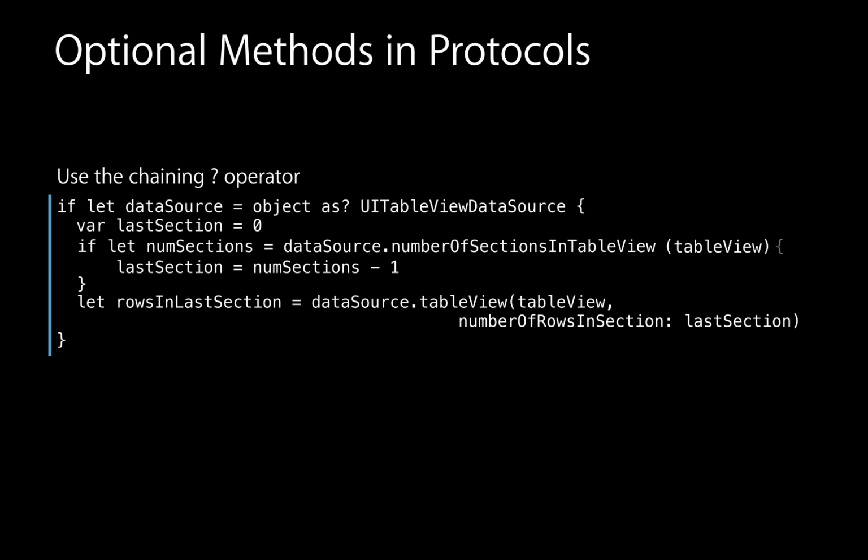So here we're going to use the chaining question mark operator. We're checking, does my data source have a number of sections in table view method? If so, call it given the table view, and then we capture the result in num sections so we can compute the last section number and get the number of rows in the last section of our table view.